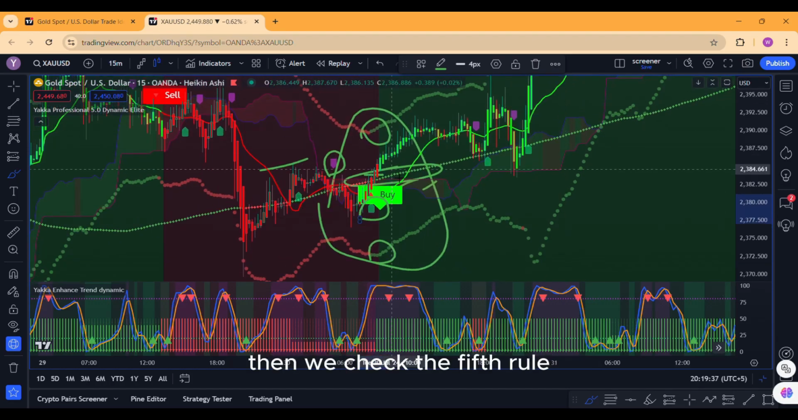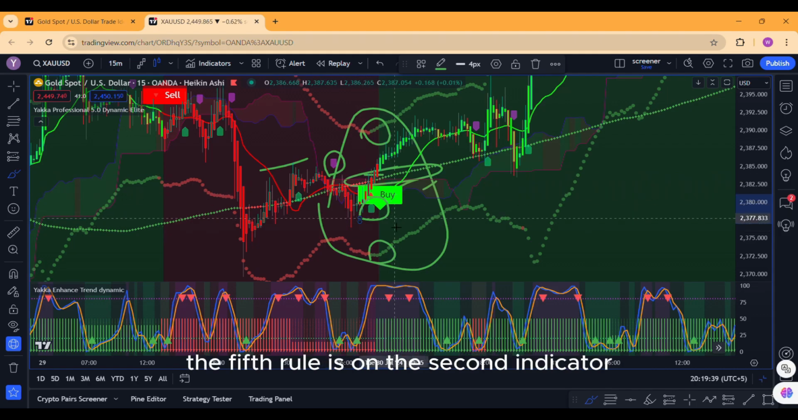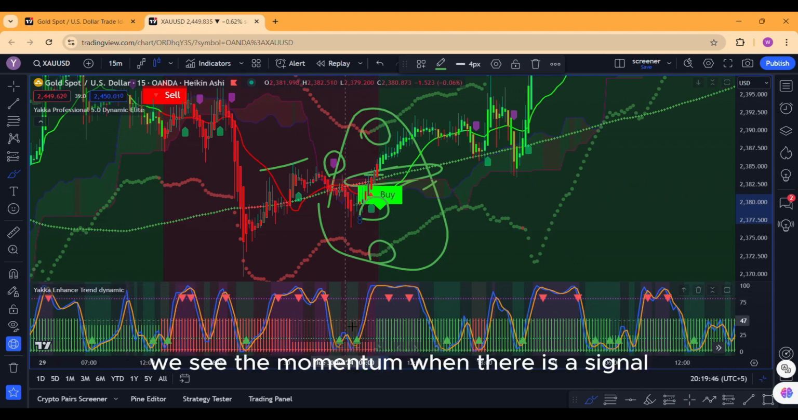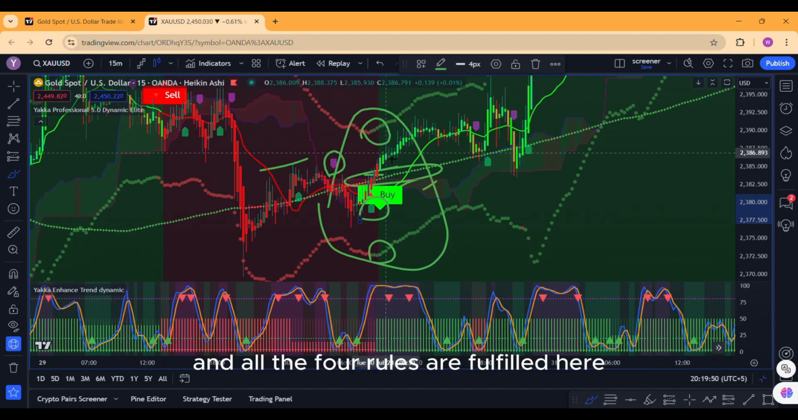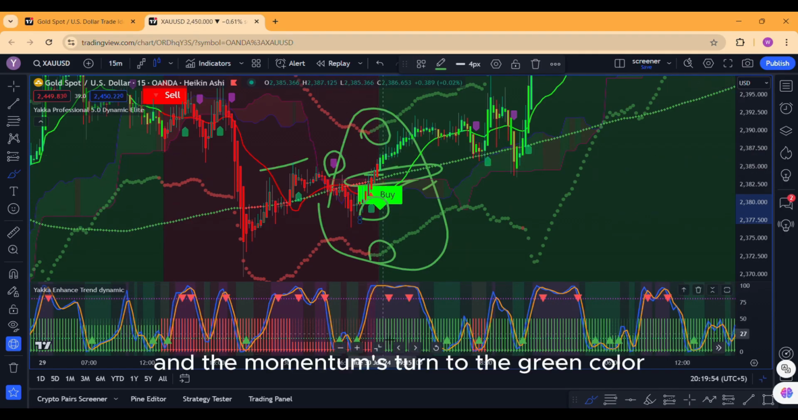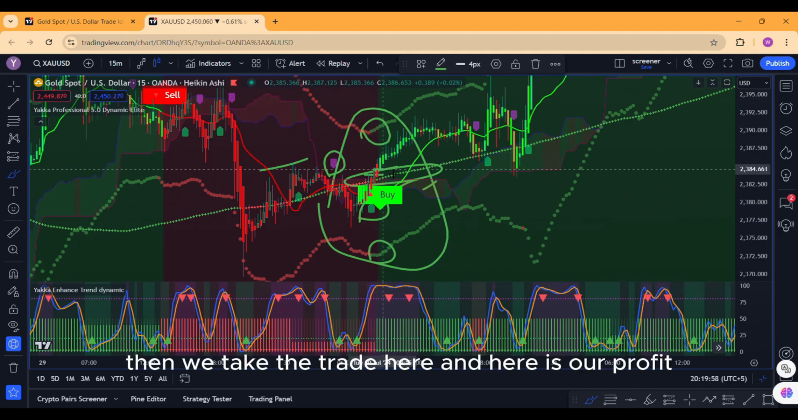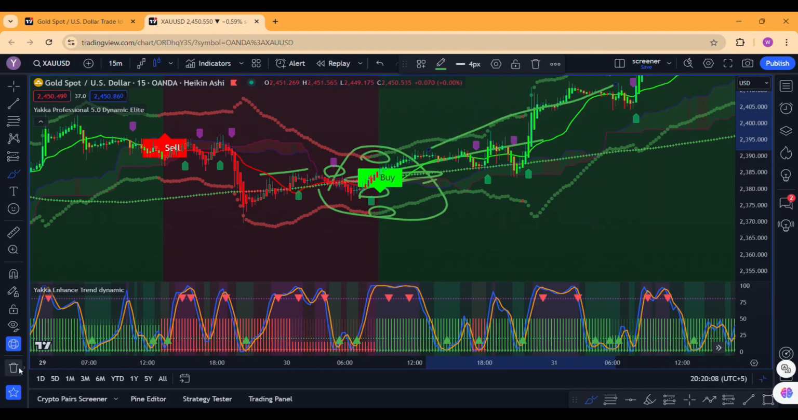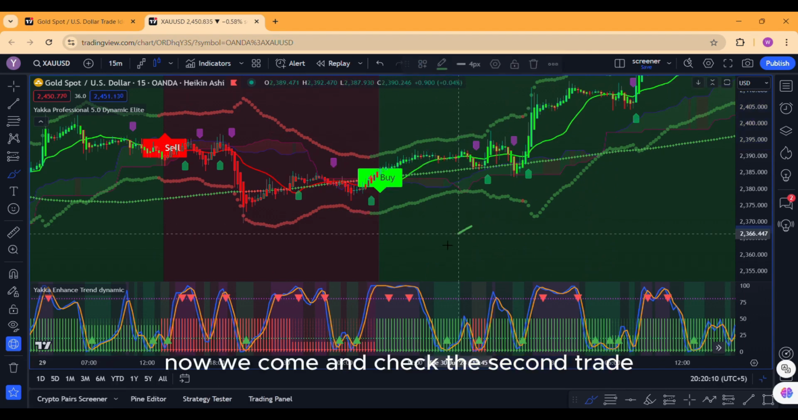Then we check the fifth rule. The fifth rule is on the second indicator. The second indicator is Trend Enhance and Dynamic. We see the momentum. When there is a signal and all the four rules are fulfilled here and the momentum turns to the green color, all five rules are fulfilled. Then we take the trade here, and here is our profit. The price goes up and up. Now we come and check the second trade.